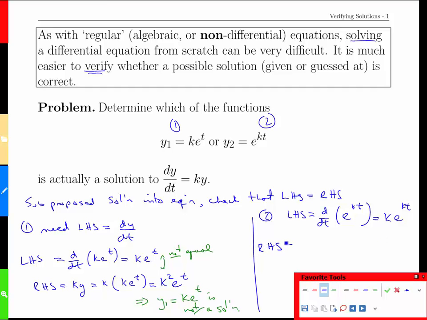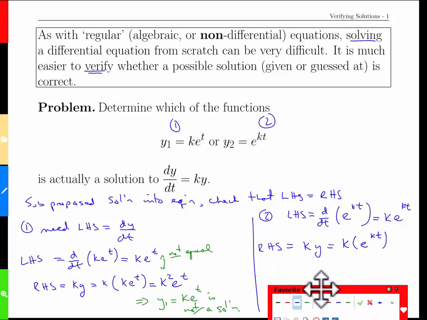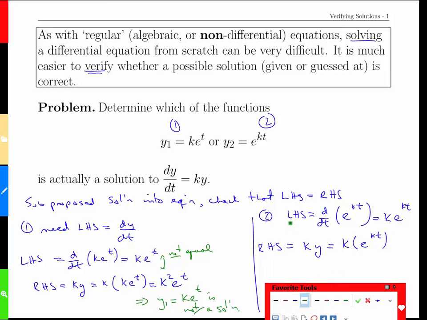Meanwhile, the right-hand side is k times y. So this is always going back to the differential equation, subbing in our proposed y value. So our ky in this case is k times our y, which is e to the kt. And now we see that the left-hand side is k e to the kt. Right-hand side, k e to the kt. These are equal.